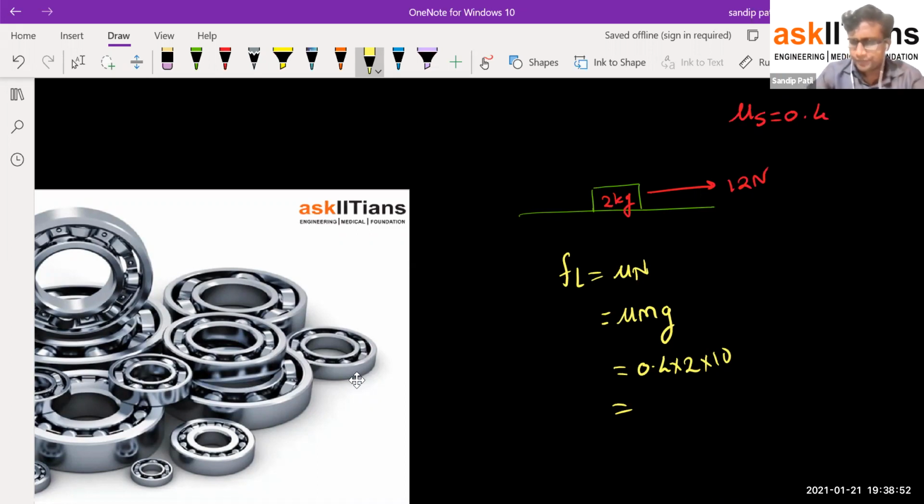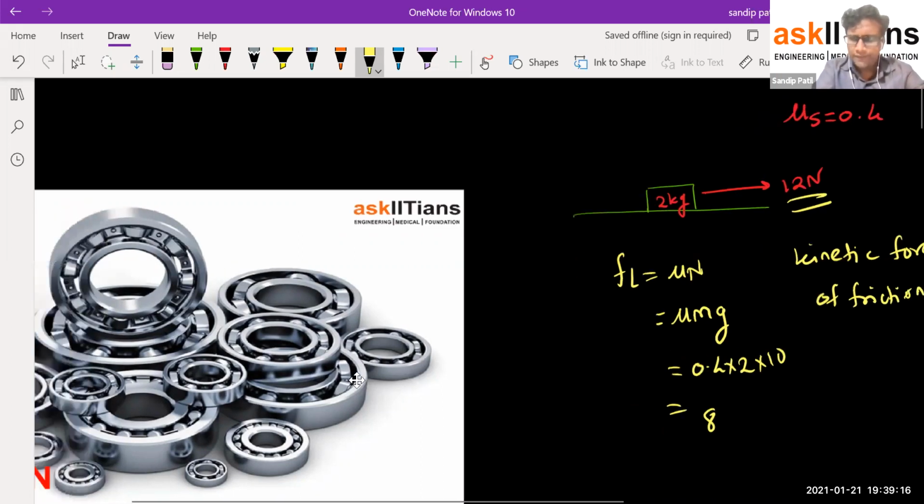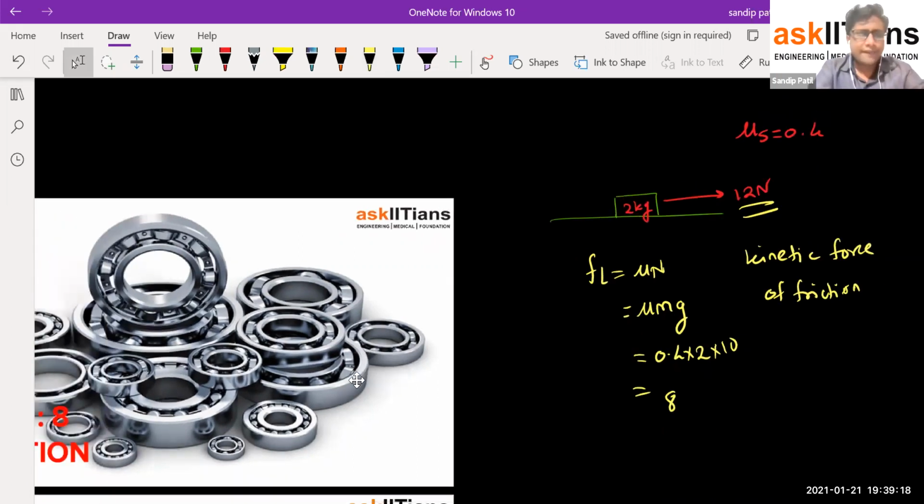Okay, so this is 0.4 into 2 into 10, that is 8 Newton, the maximum limiting force of friction. Limiting means static force of friction. What is the applied force? That is 12 Newton. So obviously this block will be in motion, and if the block is in motion, the kinetic force of friction is going to act on it. Hopefully these concepts are clear to you right now.